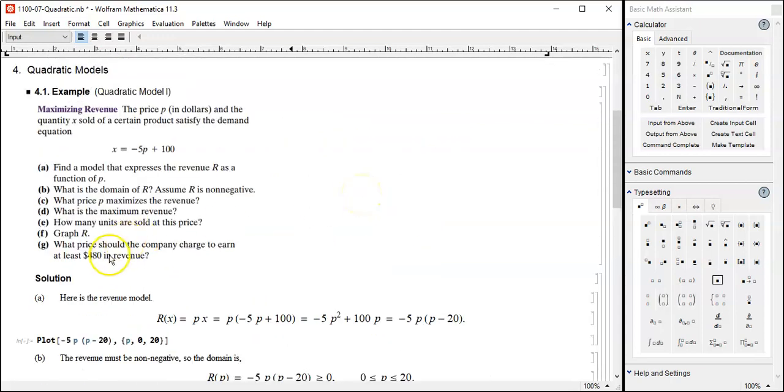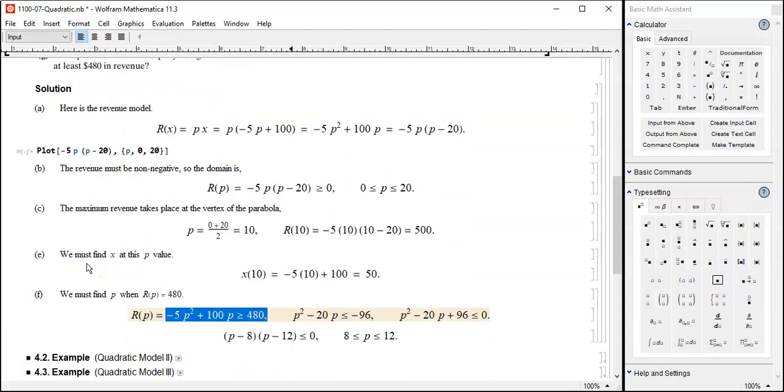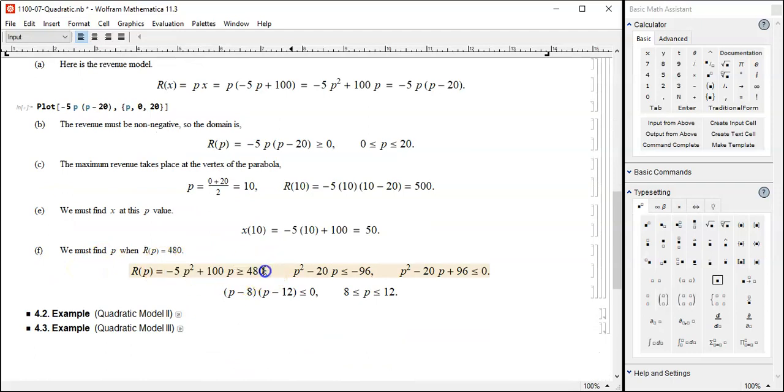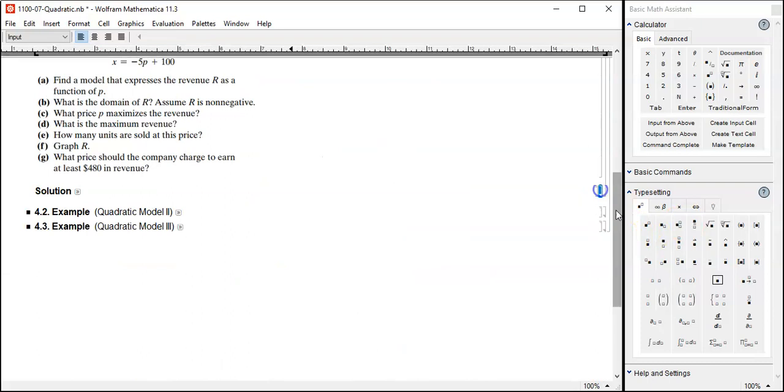Oh, wait a minute, is this at least 480? So, okay, not equal to 480, but greater than or equal to 480. So it's a quadratic inequality again. Okay. Here, change the sign and simplify, eventually simplify like this. And then you can factor further. And then less than or equal to 0, somewhere in the middle, 8 to 12. Okay, so much for the solution.